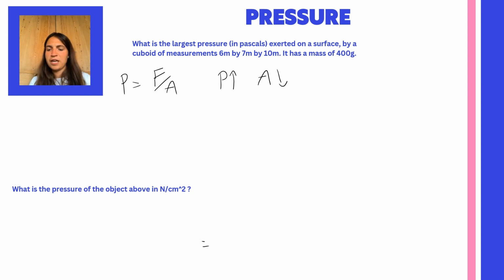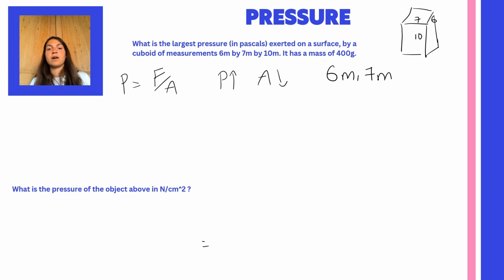So I look at my shape again, and I've got three options. I can put the side that is 7 by 10, the side 7 by 6, or the side 10 by 6 down onto my floor. And the one that will give me the smallest area is the one with the smallest length. So that will be the 7 by 6 side that I'm placing onto my floor. So the area is 6 times 7, which is 42 meters squared.